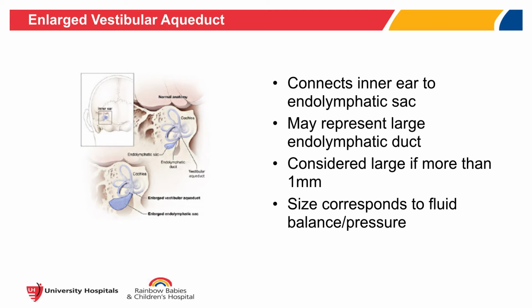Now, about the enlarged vestibular aqueduct itself. The vestibular aqueduct connects the inner ear to the endolymphatic sac. A vestibular aqueduct that is larger than 1 millimeter at the midpoint is considered enlarged, although there are some other criteria that we will discuss a bit later in the talk. The enlarged vestibular aqueduct, or EVA, may be a sign of corresponding enlargement of the endolymphatic duct, which runs through the vestibular aqueduct, and the endolymphatic sac.